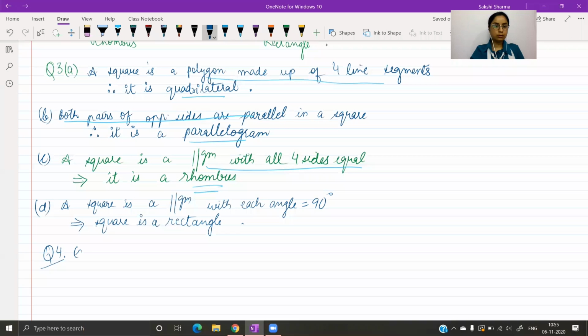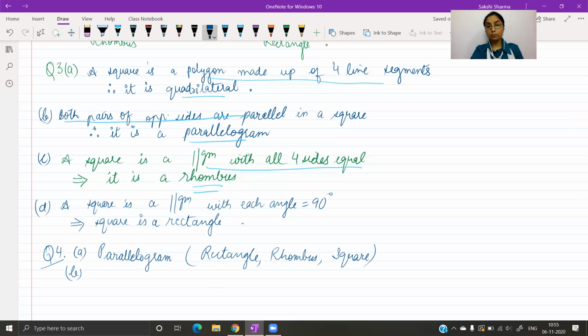Question number 4. Quadrilaterals whose diagonals bisect each other. You will be covering all parallelograms. So you have the 3 parallelograms as such: all rectangles, all rhombuses, and all squares. The diagonals bisect each other. The diagonals are perpendicular bisectors. That only happens in rhombus and squares. And then the diagonals are equal. That happens in a square and rectangle.